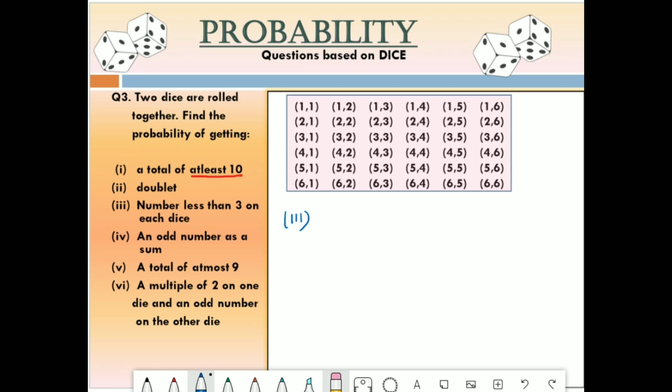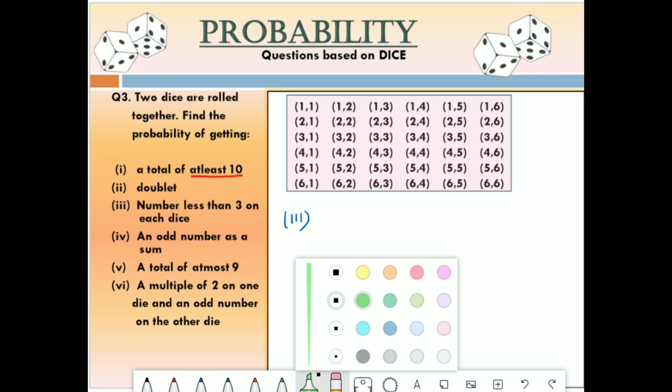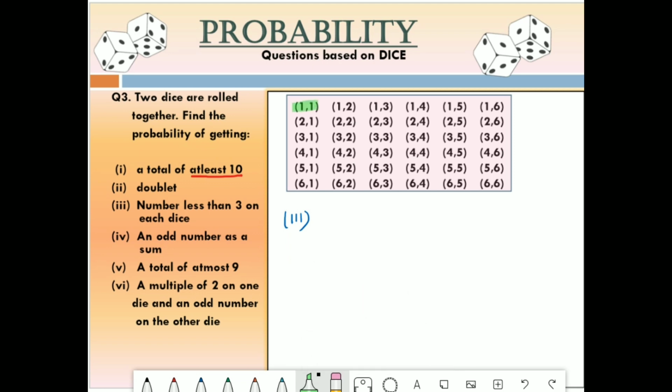Okay, on each dice it should be less than 3. So I'm going to select this case, 1 2. In this, 3 is here, so we cannot select that. 2 1 we can include, 2 2, 3 1 we cannot take. So basically we have 4 favorable outcomes.